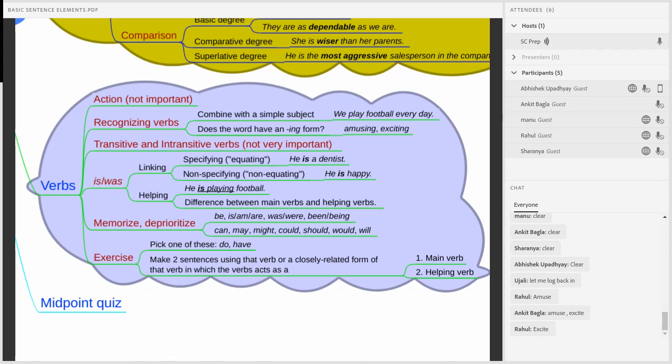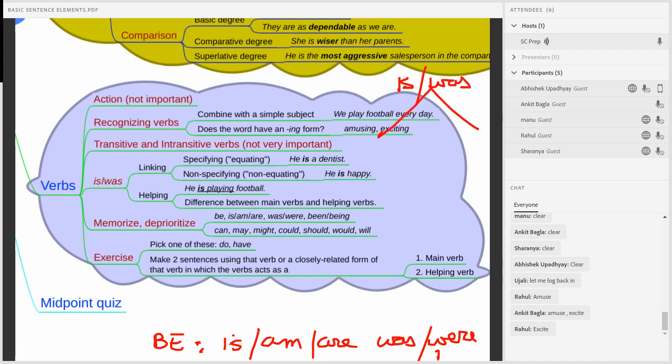Now, is and was are forms of a verb called be. So there's a verb called be. It has many different forms: is, am, are, was, were. There are two more forms. But the point is, is and was are forms of be. They are very common words. They can act as two types of verbs. So, is and was, let me write that down over here. Is and was can be two types of verbs. They can be linking verbs or they can be helping verbs.